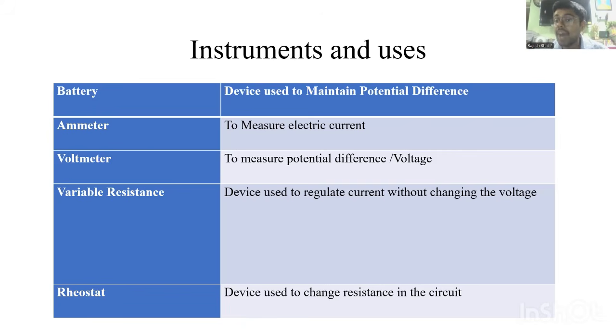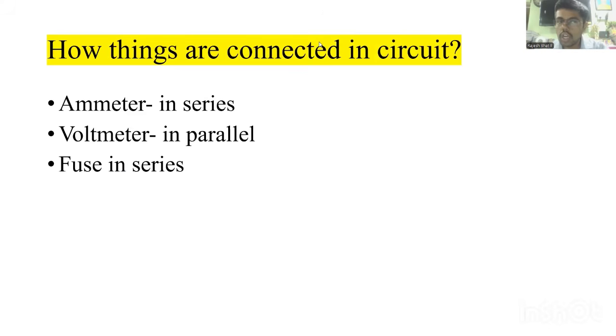So why do we need battery? Battery is used to maintain potential difference. So this one you need to correctly understand and read this table. Next, I already told what is ohm meter, voltmeter, fuse. This is very important. Fuse, I will come to it later, but I will tell again.